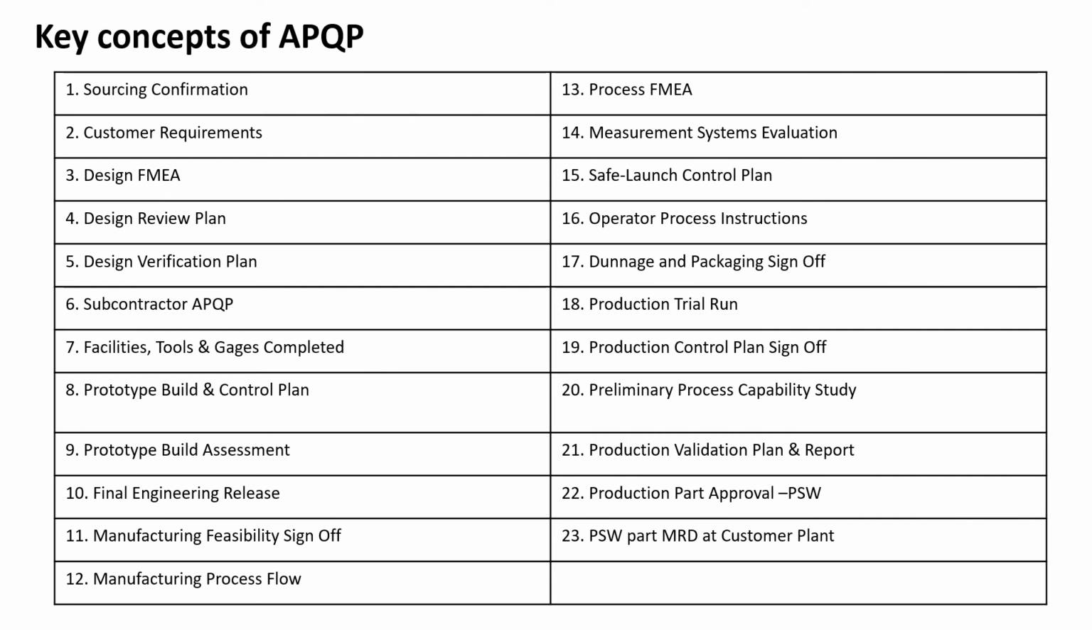This process capability study you can only do in the normal phase, when you release it to the market or the mass production phase. From then you will get enough data and you will start analyzing the data, and you will get the correct process capability study. And then production validation plan and report, part submission warrant, PSW, or production part approval process, that is PPAP, part submission warrant, MRD, that is manufacturing requirement document at customer plant.